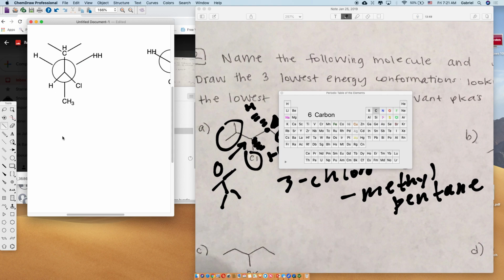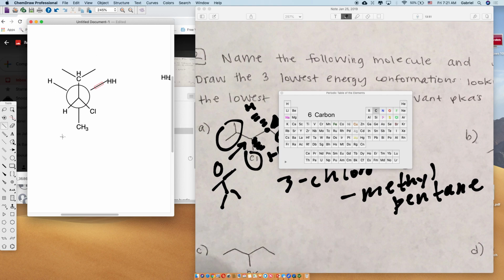Well, looking at it right here, we actually see that we have the chloro group and the methyl group really close to each other. And that can create a lot of steric hindrance. So the molecule is going to want to rotate away from that in order to make that interaction less protruding.